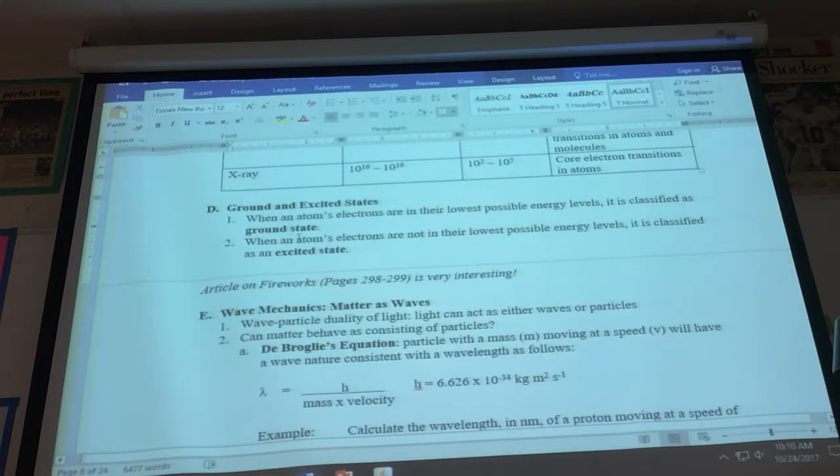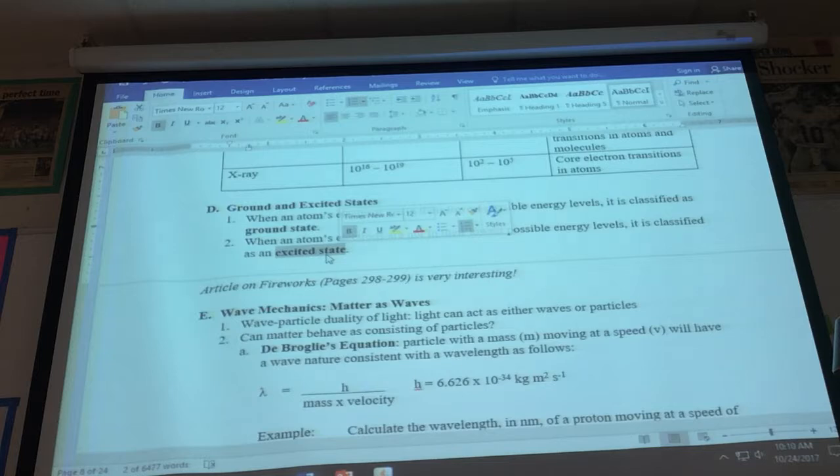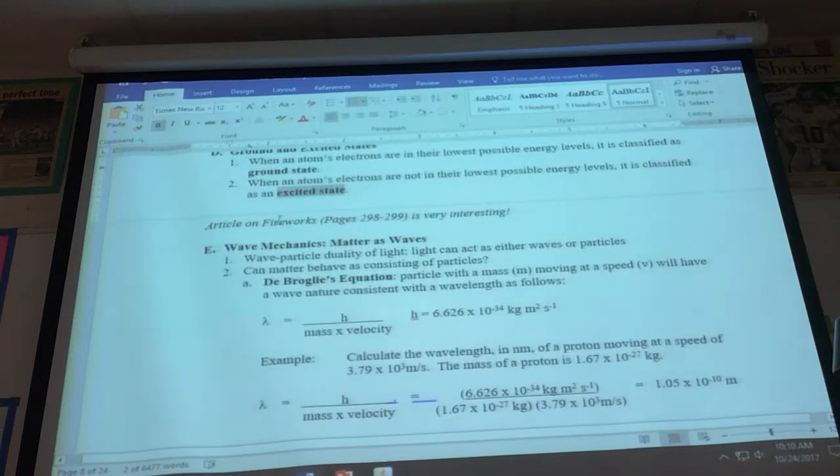Ground state versus excited state. When electrons are placed in their lowest possible energy levels, we say that we've got a ground state electron config. When not, you've got an excited state. This is what happens when the atom is provided with an alternative or an extra energy source and the electrons go to higher principal energy levels. Those of you interested in fireworks, there's an excellent article in your textbook that I would recommend.